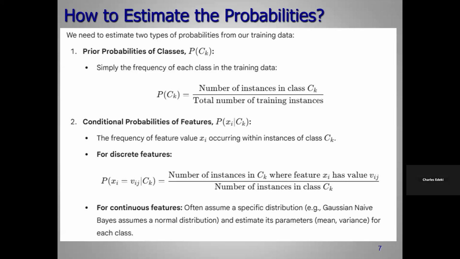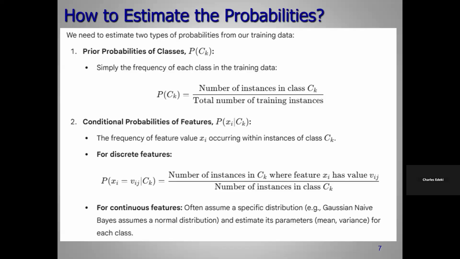So the probability of CK is equal to the number of instances in this class CK divided by the total number of training instances. It's like finding the fraction, or the portion, of the data.